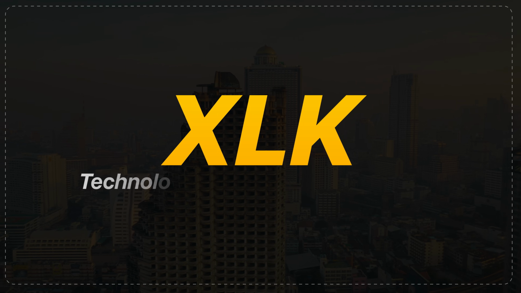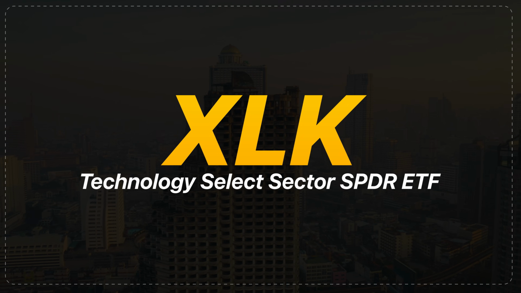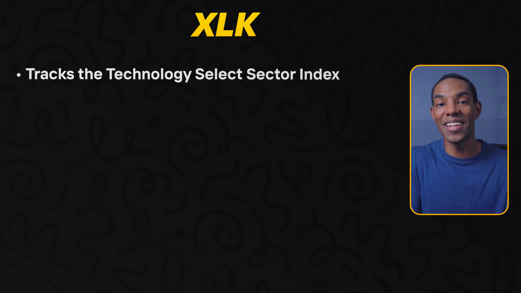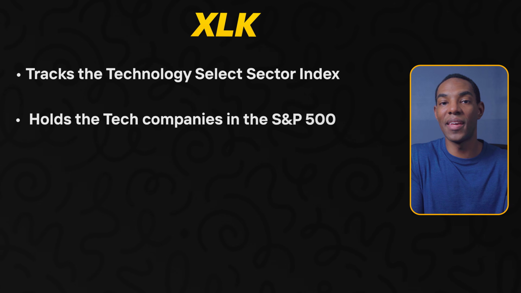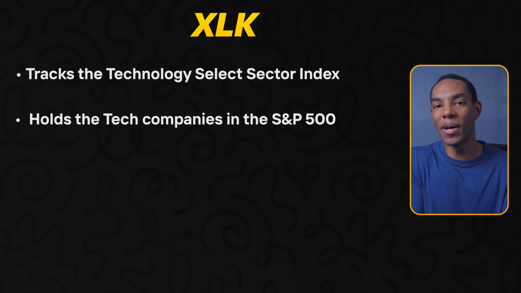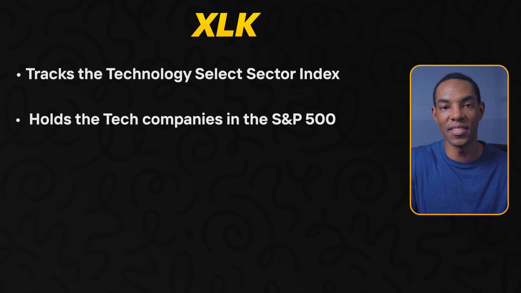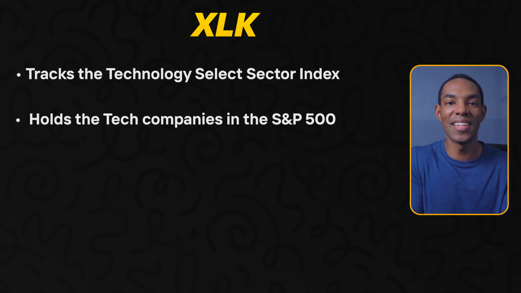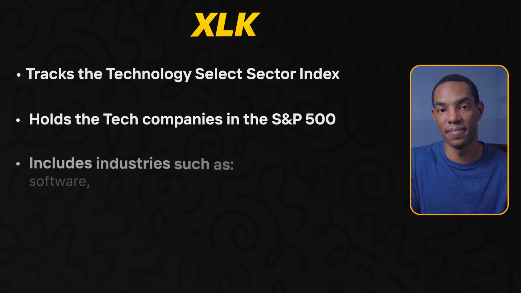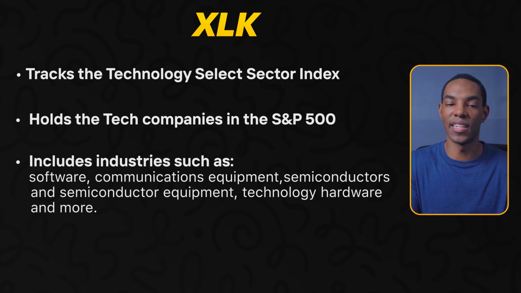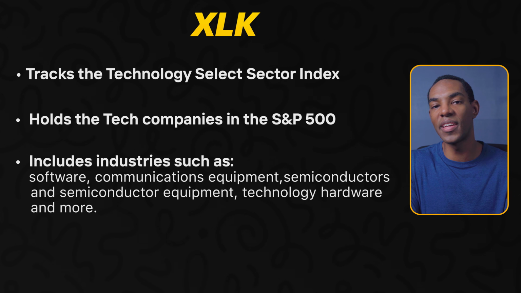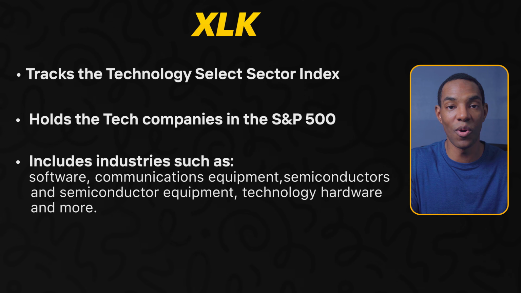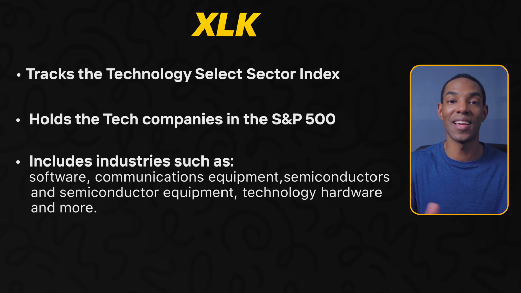Third up, we have XLK, the Technology Select Sector Spider ETF. This fund tracks the Technology Select Sector Index, which focuses on 2 things. Companies have to be in the S&P 500, and they must be labeled by GICS as an information technology stock. Now, this GICS classification is managed by a committee, and they decide what qualifies as technology. And this index covers different industries like semiconductors and semiconductor equipment, software, hardware, communication equipment, IT services, and more, which means it's solely focused on the technology sector.